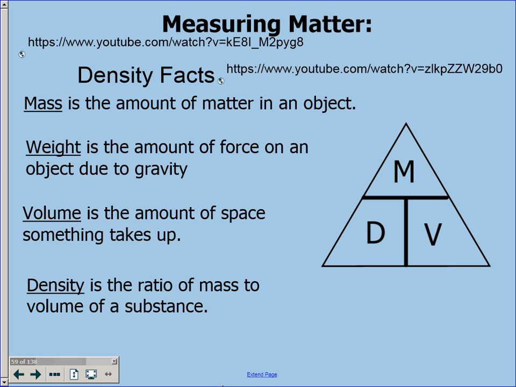Raise your hand if you are familiar with density. Like, you kind of know what it is. Okay, so a couple hands go up.